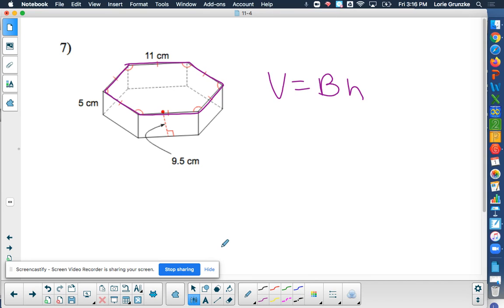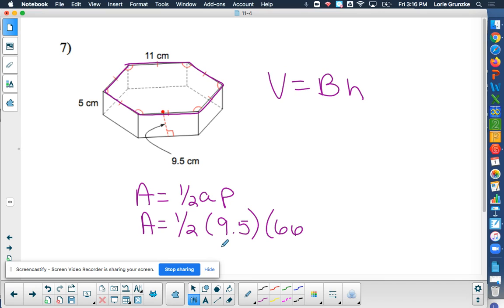You take your salmon paper and it'll say to find the area of a hexagon, it's 1/2 apothem times perimeter. The apothem on this one is 9.5. Now the perimeter is all the way around that shape. Well, if one side's 11 and there's tick marks, 11 times 6, you would get 66. So then you take your calculator, and the way I do it, I go 9.5 times 66, and then I divide it by 2, and I get 313.5.